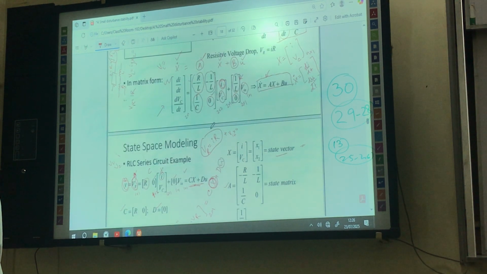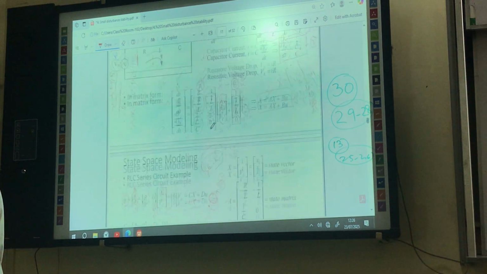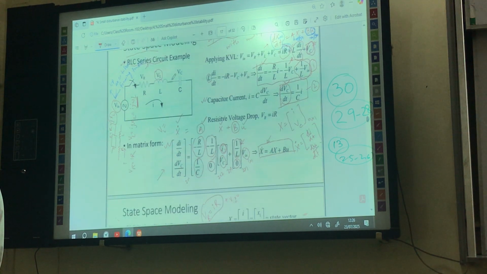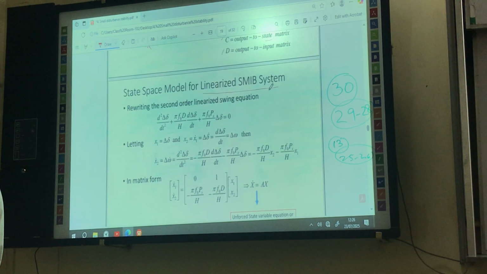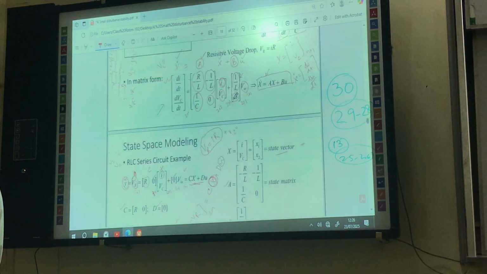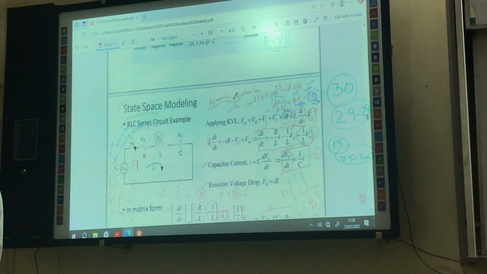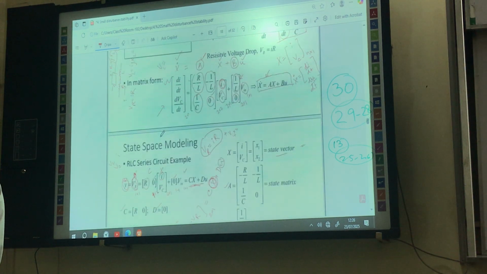Okay. I'm not showing it here because this example of the RLC series circuit is out of our syllabus, and we are not focusing on this example. We will go to the single machine infinite bus system, right? But in these two slides, I am just giving you the idea of how to express the state equations and the output equations of a system. Okay. You can do it on your own.